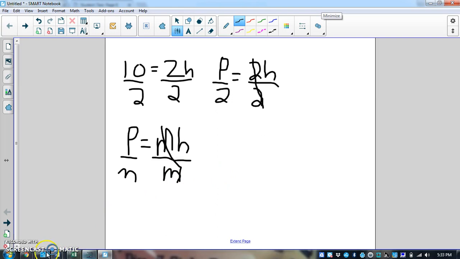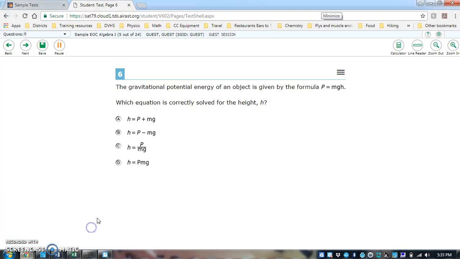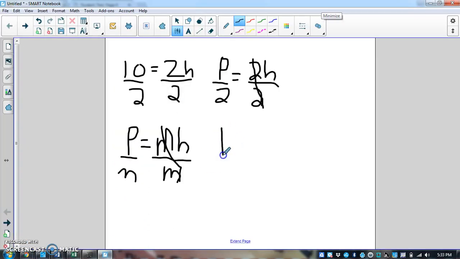At this point, we can go back to our solution, look at that and see P over m. The g on the bottom there, well, that's just a consequence of this: P is equal to mgh.